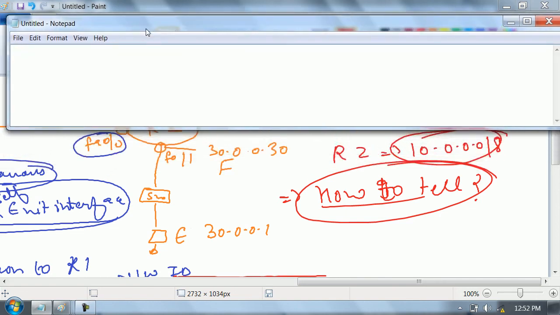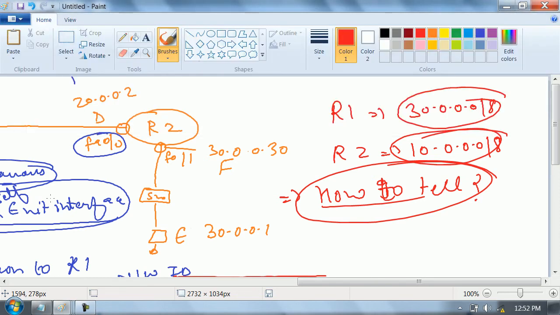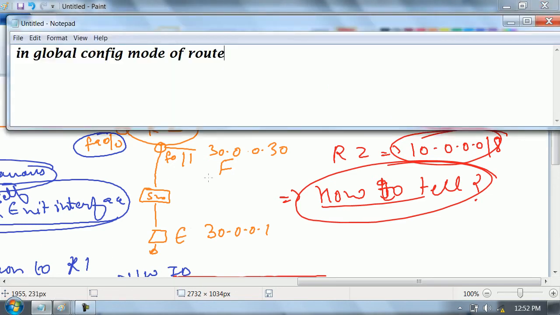Fine. In, we can define. First of all, we will write. What we will write?